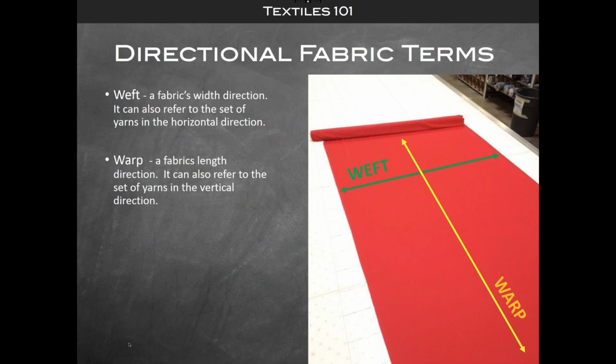Here are some directional fabric terms. Everyone hopefully is familiar with these terms, but weft describes a fabric's width direction. It can also refer to the set of yarns in the horizontal direction. And warp describes a fabric's length direction, or could also refer to the vertical set of yarns in a fabric.